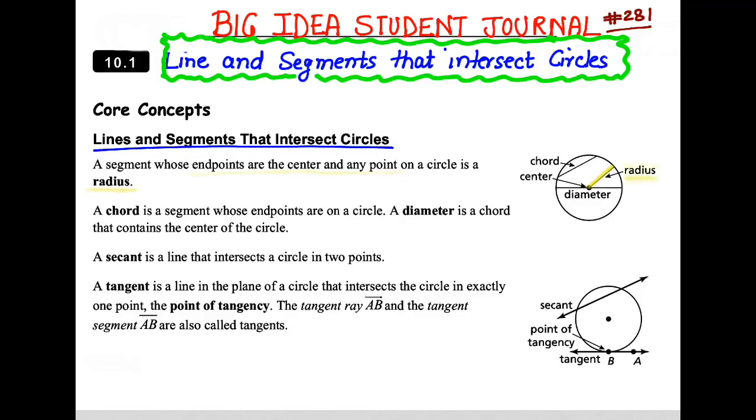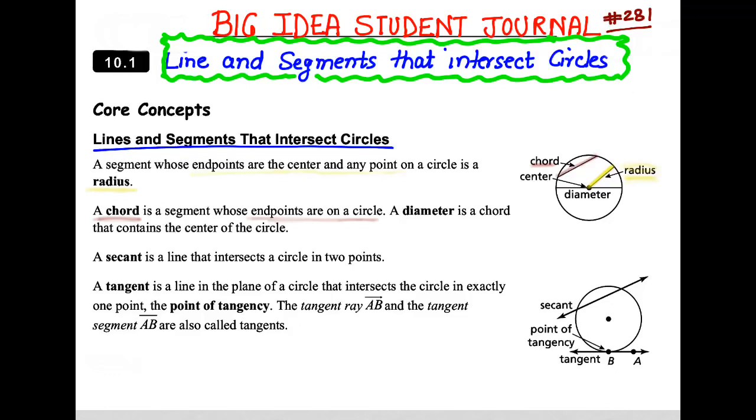Next definition is chord. So what is a chord? It's again a segment, but the endpoints are on the circle. The endpoints are both on the circle. So this is the chord, because it's starting from the circle and ending at the circle. But you may be thinking, is a diameter a chord? Yes, a diameter is also a chord.